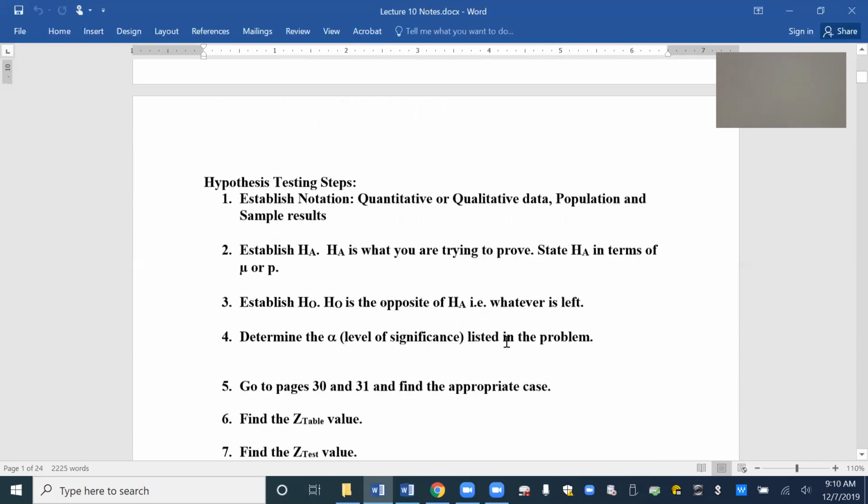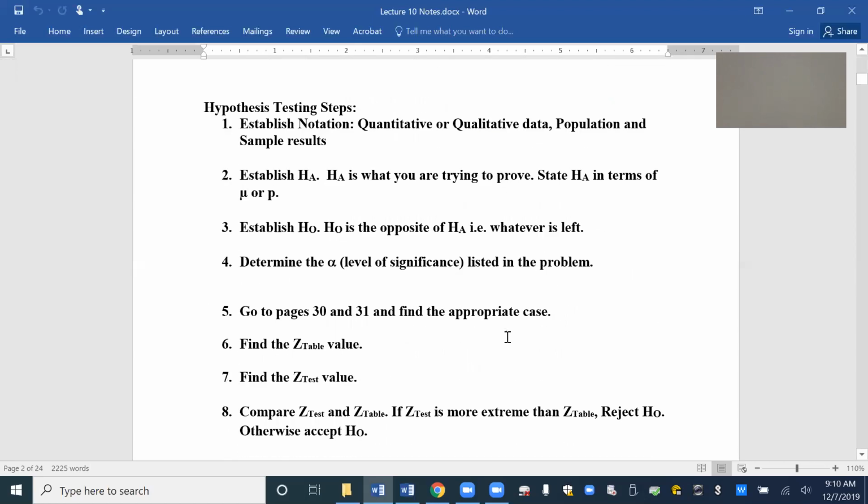Okay, I gave you the process here. We start. Read the problem, set out your notation just like we did for estimation. Then you say, who's got the burden of proof? What are we trying to prove? Here's the key. We must state that in terms of a mu or a p. We must state it in terms of a mu or a p. Whatever's left is H0, so we back into H0. It's by default. Okay? Anything that wasn't in HA is H0.